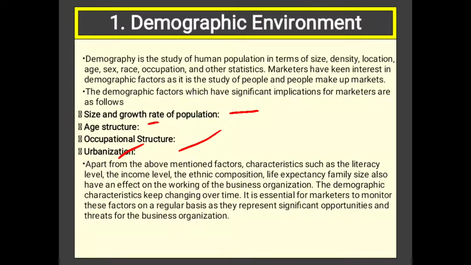The demographic characteristics keep changing over time. It is essential for marketers to monitor these factors on a regular basis, as they represent significant opportunities and threats for the business organization. What it says is one has to always keep track of the changing circumstances, because the changing factors have a great influence on business. Therefore, demographic factors of human beings influence your marketing strategies a lot.